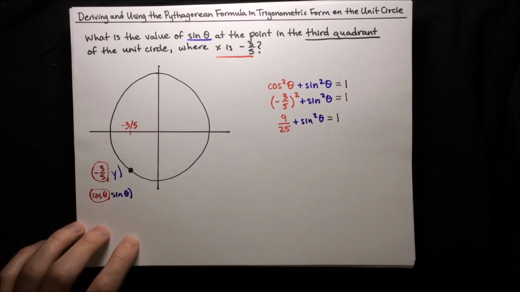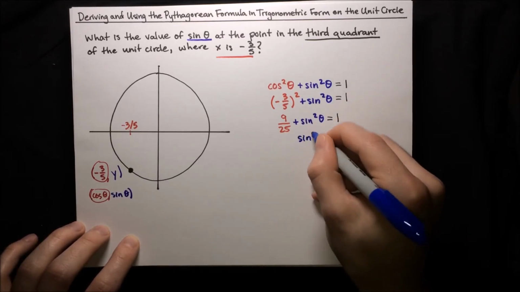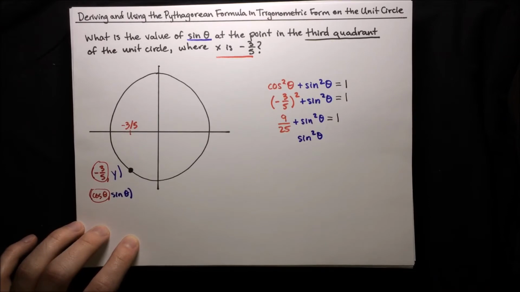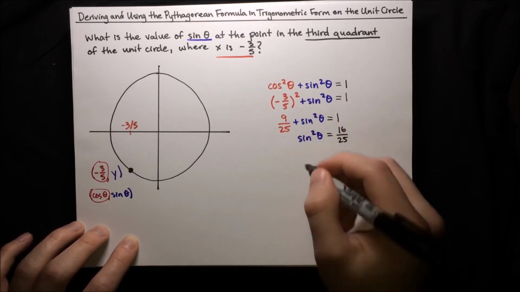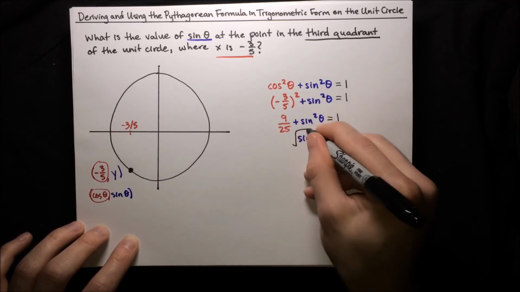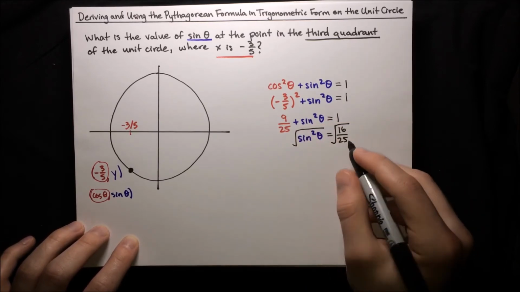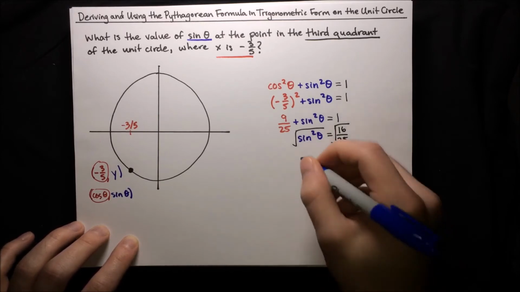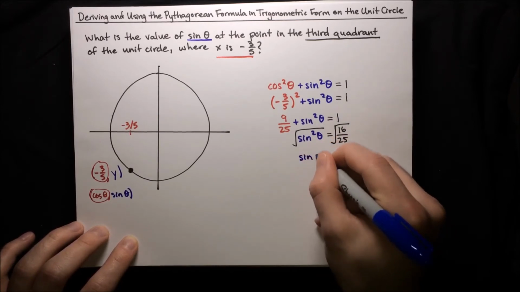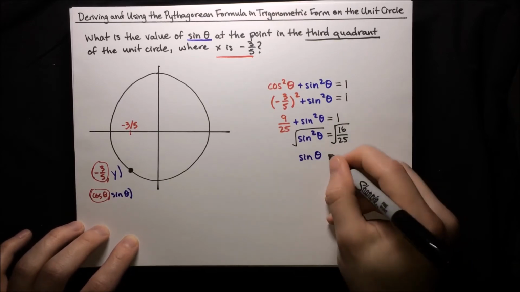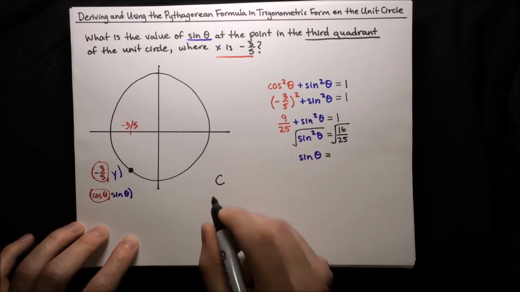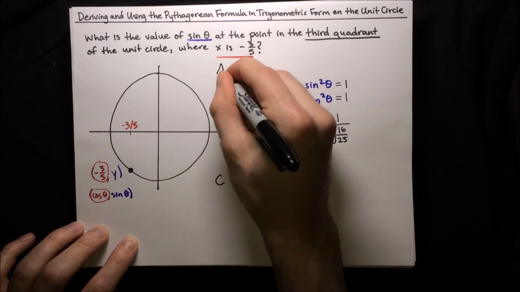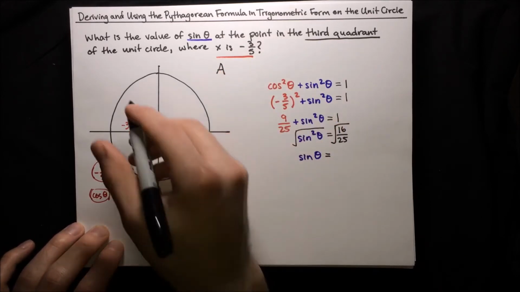And then subtracting 9/25, we get that sine squared theta is equal to 25 over 25 minus 9 over 25, which leaves just 16 over 25. And to get rid of the square, we just take the square root, and we need to determine, is sine theta going to be the positive or negative root? And to decide whether it's positive or negative, again we have to draw the CAST diagram. So cosine is positive in this quadrant. All the trig functions are positive in this quadrant.